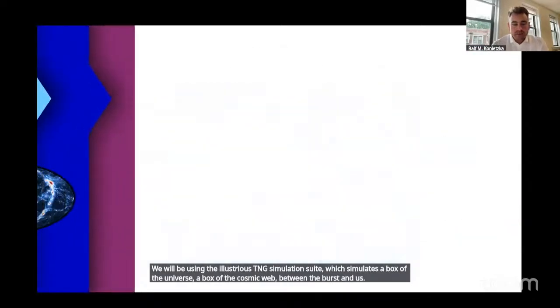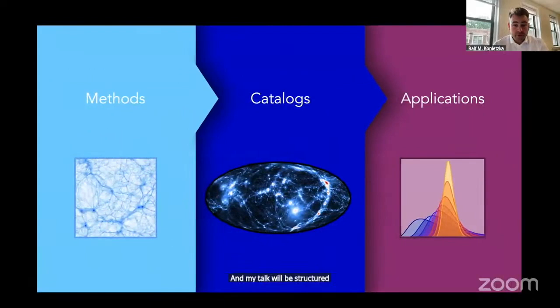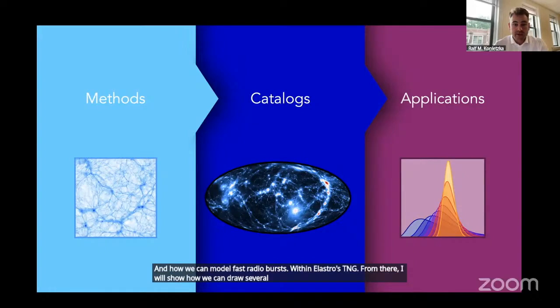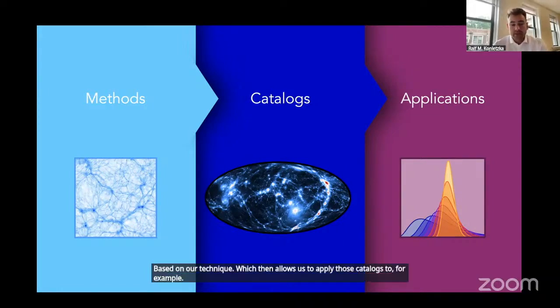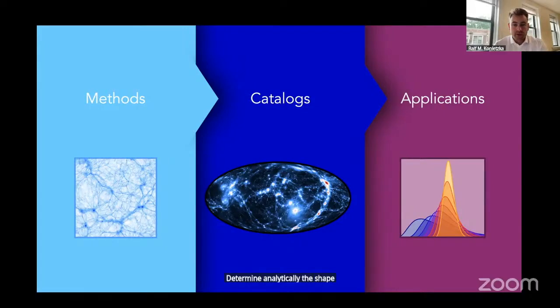My talk will be structured as follows. I will first go through the methodology on how we can model fast radio bursts within IllustrisTNG. From there, I will show how we can draw several different catalogs based on our technique, which then allows us to apply those catalogs to, for example, determine analytically the shape of the dispersion measure distribution function. So let's dive into the methodology.